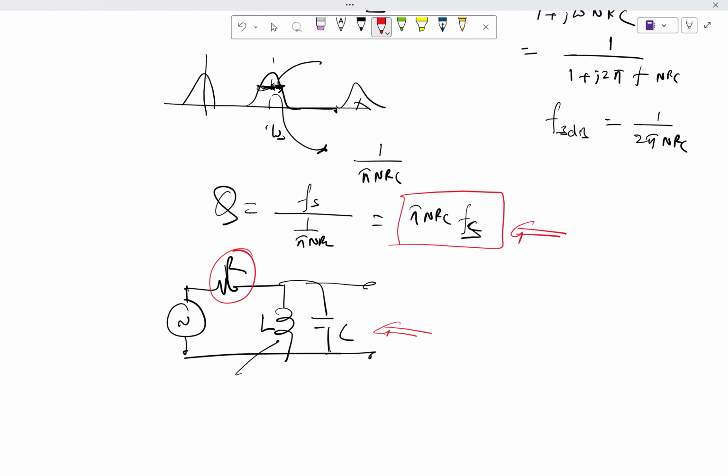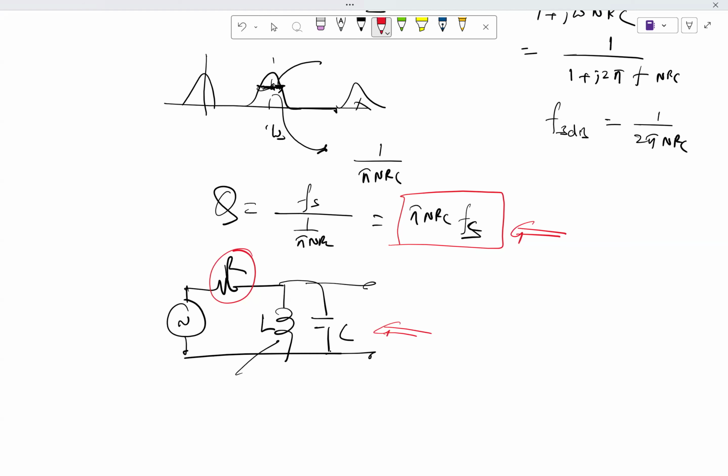Number 2, Q factor is user controllable. If you want, you can have more phases. You can have higher N, or you can have higher R, or you can have higher C. You can keep increasing them, and you can get sharper and sharper roll-off.